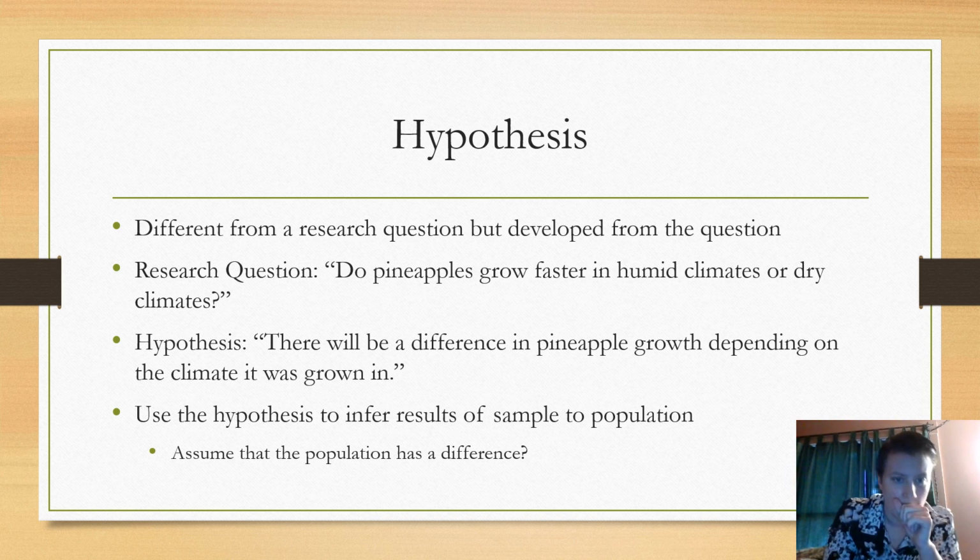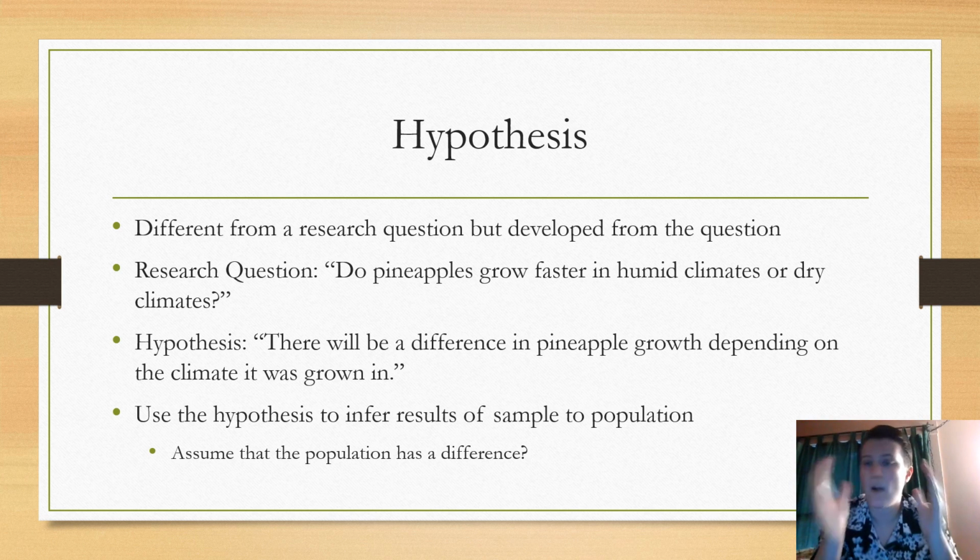So we use this hypothesis to infer results of a sample to a population. We use the hypothesis that there's a difference in pineapple growth depending on where you grow it, in a dry or humid climate. We use that hypothesis to, okay, now we're going to conduct an independent samples t-test. We're going to grow pineapples in a humid climate and a dry climate, and we're going to measure their growth by millimeters or inches, however pineapples grow. I guess millimeters. I don't know. But we're going to measure their growth using some type of form.